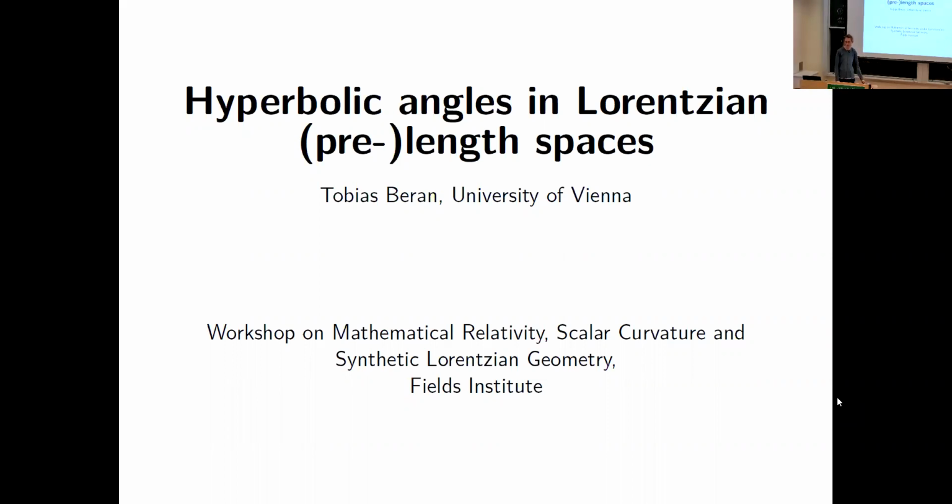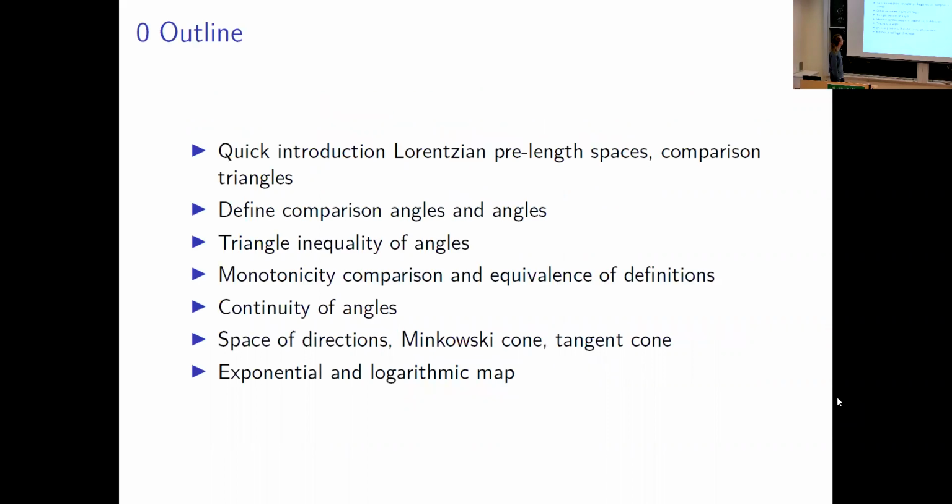Okay, so I'm talking about hyperbolic angles in Lorentzian prelength spaces. I'll do a very quick introduction to Lorentzian prelength spaces, which have been introduced today already. I will define comparison angles and angles, do the triangle inequality of angles, then the monotonicity comparison, and the equivalence of these two definitions of curvature bounds. Then the continuity of angles, and finally, if there's enough time, I will do the space of directions and things like the exponential and logarithmic map. This is joint work with Clemens Simon.